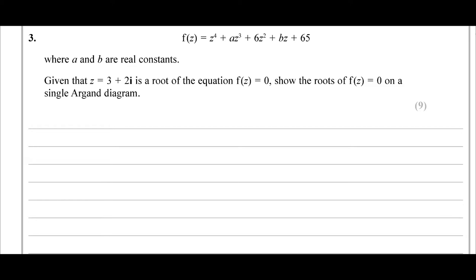Question 3. f of z is equal to z to the power of 4 plus az cubed plus 6z squared plus bz plus 65, where a and b are real constants. Given that z equals 3 plus 2i is a root of the equation f of z equals 0, we have to show the roots of f of z equals 0 on a single Argand diagram. Well, the first thing that we can say is that if z equals 3 plus 2i is a root, then it follows that z equals 3 minus 2i is also a root.